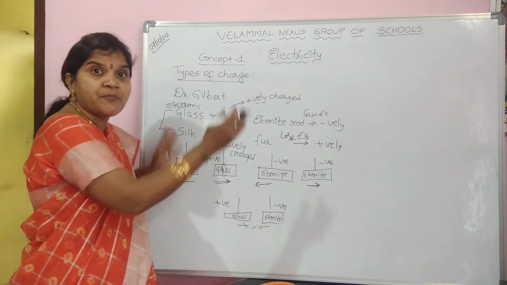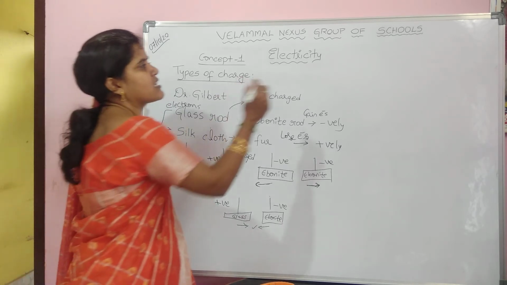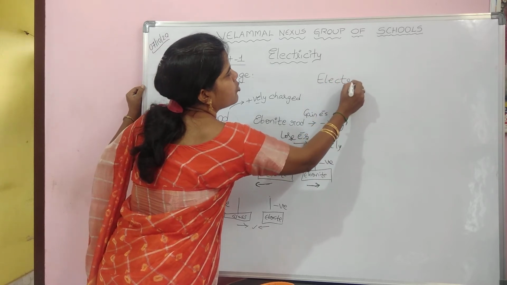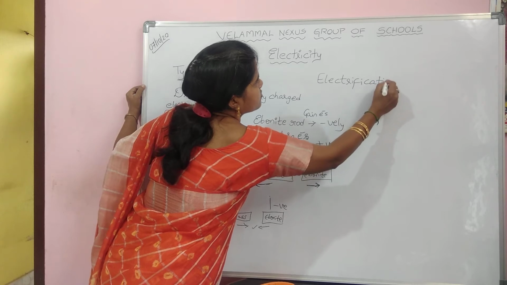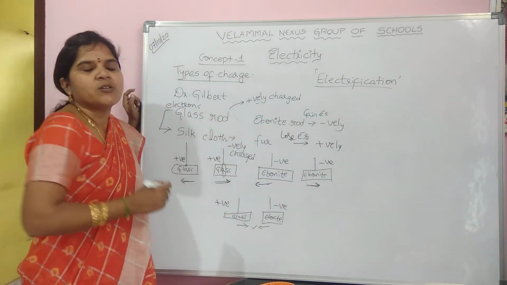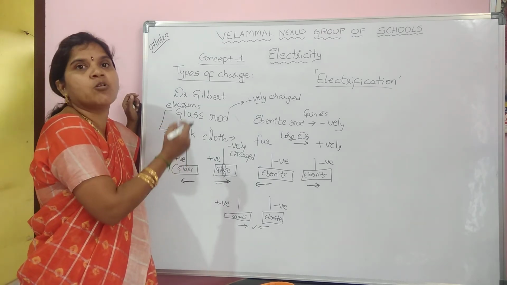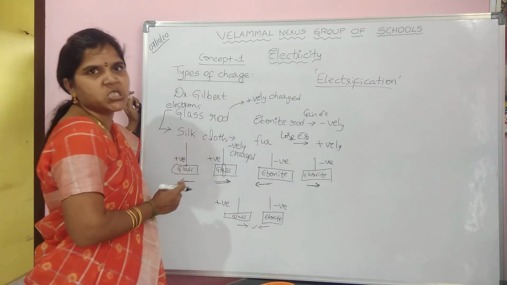Such kind of making the bodies get charged is known as electrification. What do you call this? Charging the bodies by rubbing like this is called electrification. Once again, the method of charging by rubbing the bodies against each other is known as electrification.